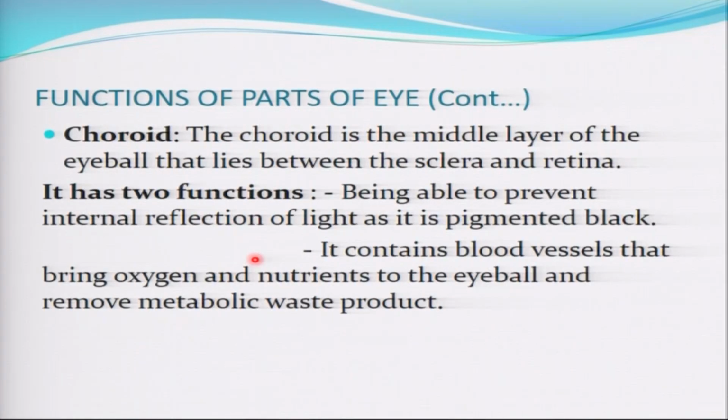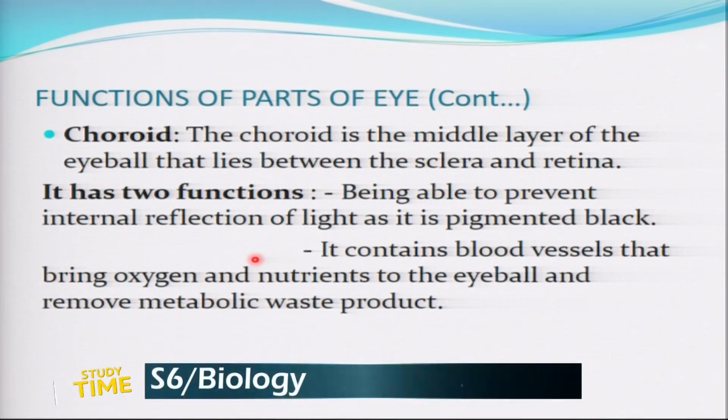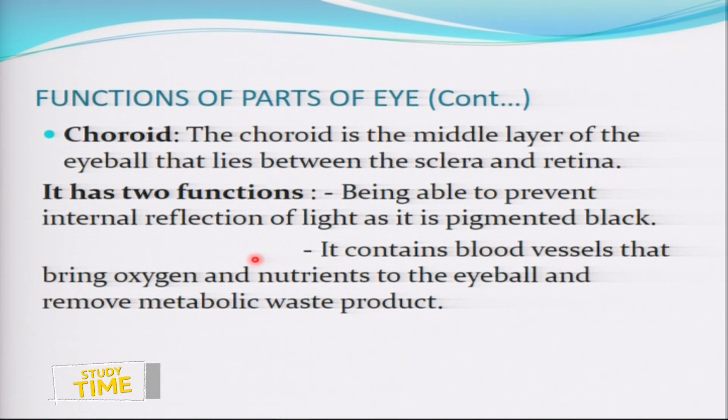Now, we have also what we call the choroid. The choroid we have seen is the middle layer of what? Of the eye, the middle layer of the eye. The choroid is the middle layer of the eyeball that lies between the sclera and what? And the retina. Remember, the sclera is the outer layer of the eye, and the inner one is what you call the retina. Then you have the choroid, which is the middle one.